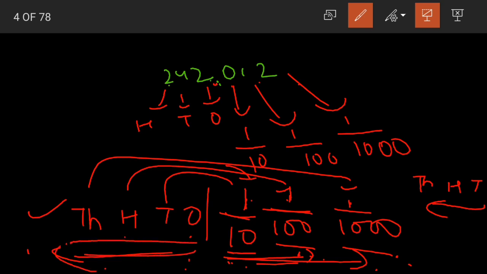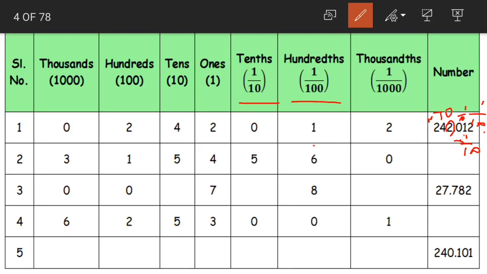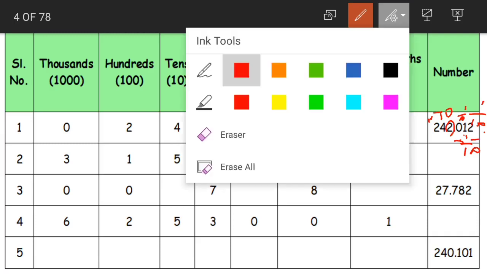Here we have ones, tens, hundreds. Here we have tens, hundreds and thousands like this. If you look at the numbers here, yes, so what are the place values? Ones, tens, hundreds. This would be 1 by 10, 1 by 100 and 1 by thousands. See, in 1 by tens place we have 0. In 1 by 100 we have 1. And in 1 by 1000 we have 2.